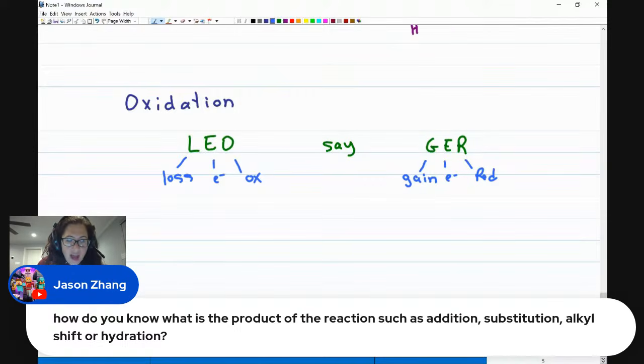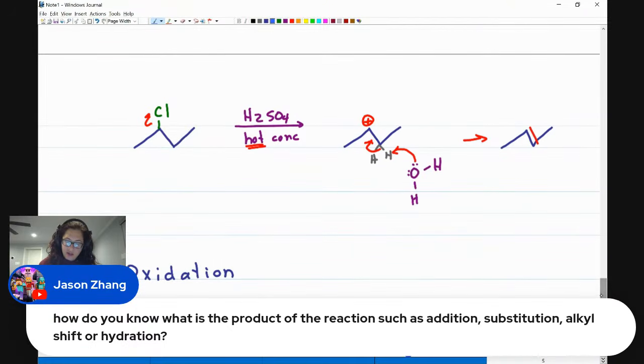And Jason asks, how do you know what is the product of the reaction, such as addition, substitution, alkyl shift, or hydration? I'm not sure I understand the question. So what I'm looking at when trying to figure out the product is I look at the reagent and I try to understand what is going to happen. So in this case, I know that I have H2SO4 in an aqueous solution. I know that the chlorine will leave, and then I ask myself, what happens next? I know that water can attack, but in a hot situation, it's going to favor elimination.